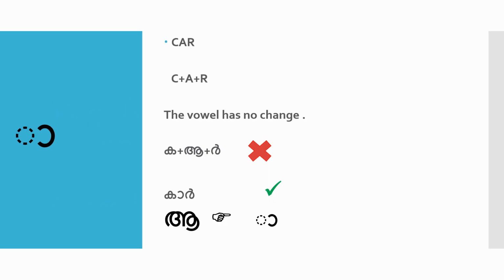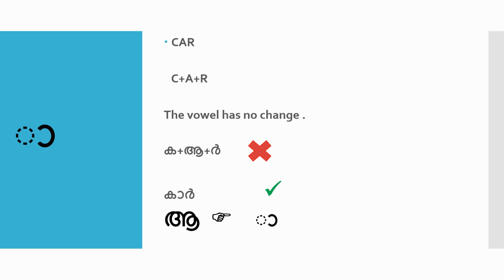Here I have taken an example of the word car. The word car written in English is the letter C, the letter A, the letter R combined. Here the vowel used is A, but the sound is car. Still, the vowel has no change. A is written as A and we read it as car.